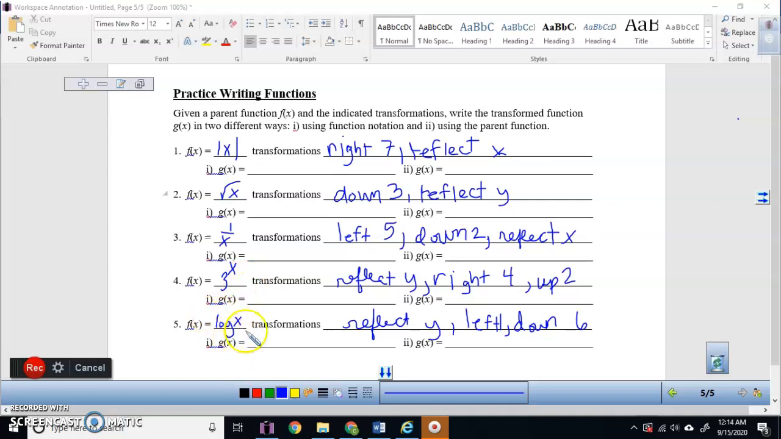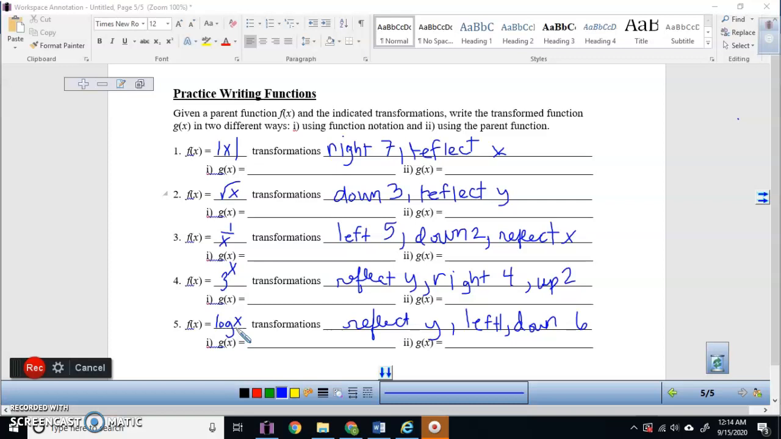And then finally, number 5 is your log function. This has a base of 10 even though you don't see it. So same thing with the base of a log as that of an exponential. You just have to make sure that it's not 1 and it is a positive number. Alright, so the transformations for each of these, you'll write these down as well.